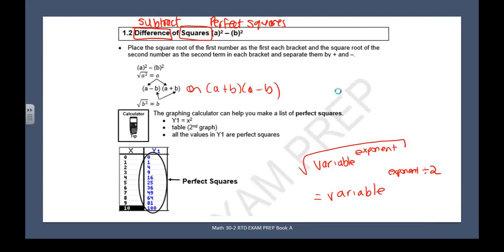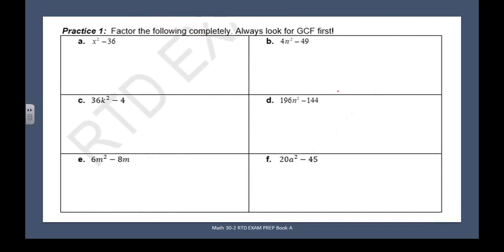Okay, let's try some examples. So first one, here's what I go through and I check. First of all, is there a GCF? Okay, so because there is an imaginary 1 in front of there, that means that there's no GCF. Okay, whenever there's a 1 in front. So I'm going to check to see, do I have perfect squares?